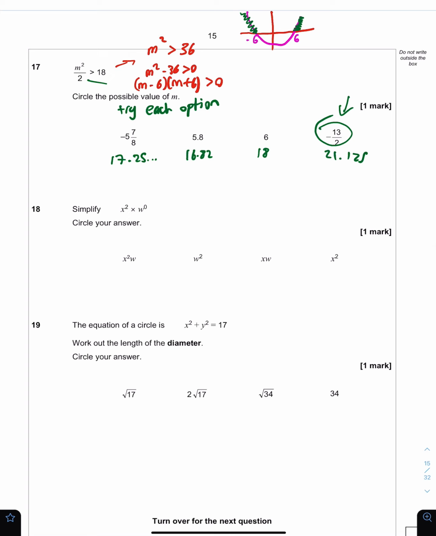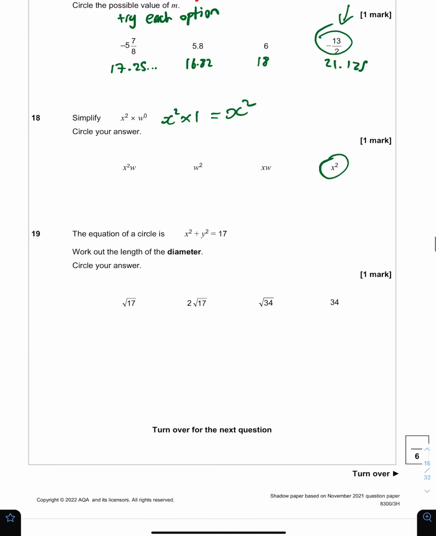So simplify x squared times w to the power of 0. Well, w to the power of 0 is just 1, isn't it? So x squared times 1, which is just x squared. So there we go. Next, the equation of a circle is x squared plus y squared equals 17. Work out the length of the diameter and circle the answer.